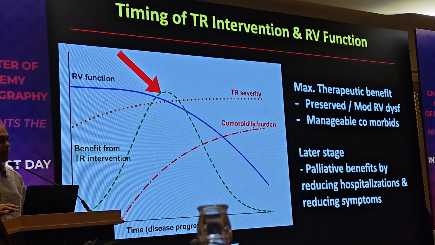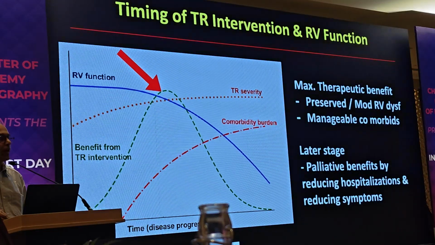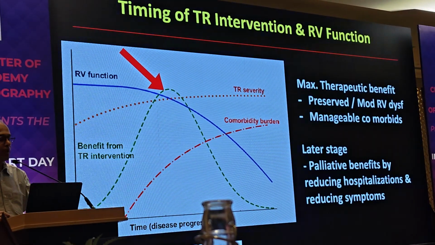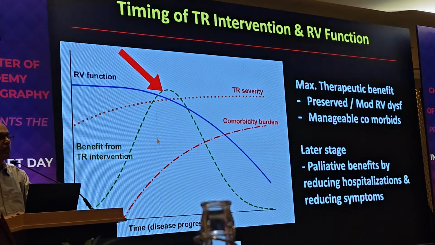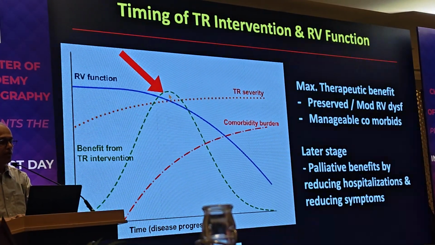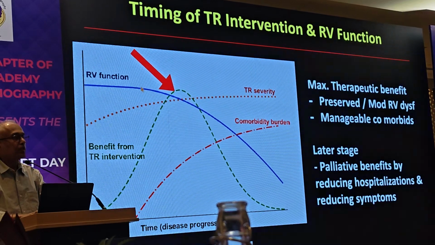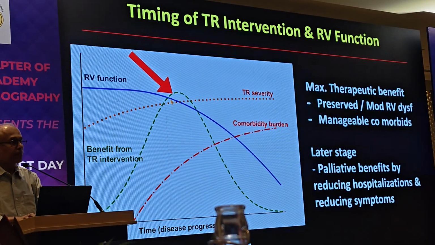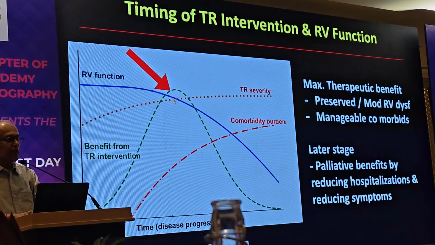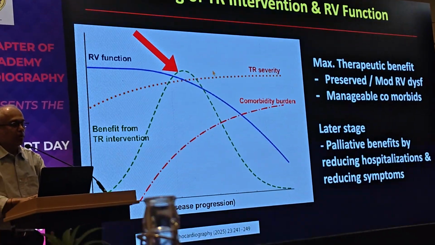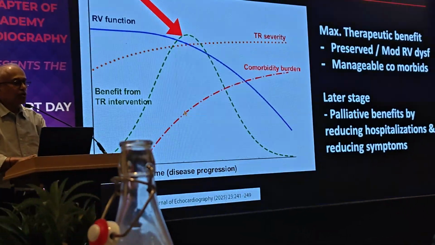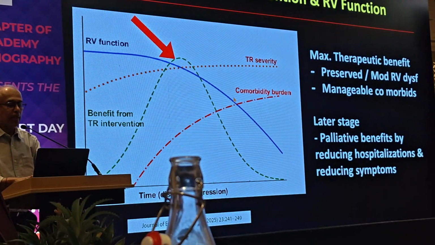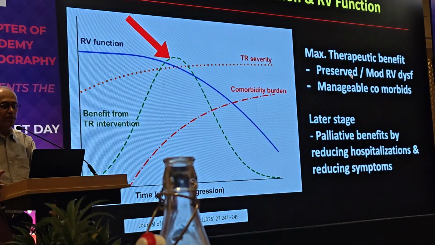And this is just a hypothetical scenario of what would be the sweet spot, the best time to do it. The green dotted line is where the benefit comes, and that's where the red arrow is looking. That's where the convergence happens. That's the time you have to intervene, before the RV function starts to decline, before the TR increases beyond acceptable limits, and before the comorbid burden starts to increase. So the idea is to hit the sweet spot, and then the maximum therapeutic benefit is achieved.